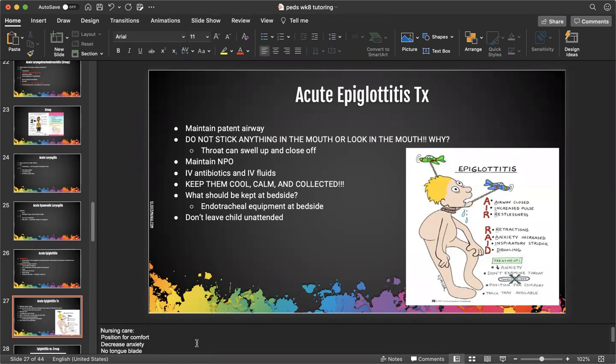For the nursing care, you want to position them for comfort, decrease their anxiety, because remember, anxiety is contagious. No tongue blade because, again, airway obstruction. Keep suction at the bedside table, and then keep emergency respiratory equipment at the bedside because these kids normally are intubated.